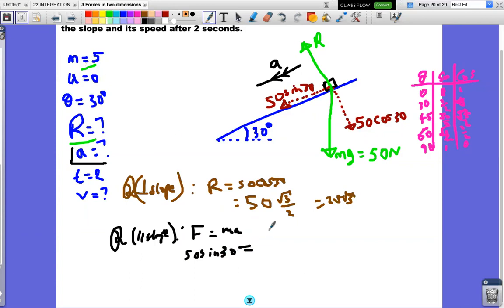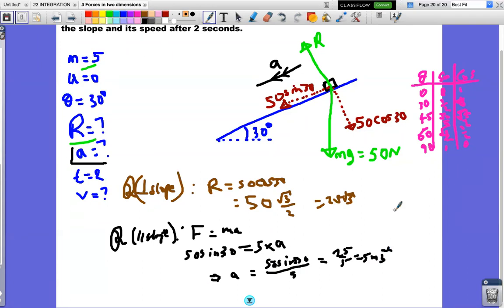It is equal to the mass, which is 5, times a. That gives you a equals 50 sin 30 over 5. Sin 30 is 1/2. So that will give you 25 over 5, which is 5 meters per second squared.